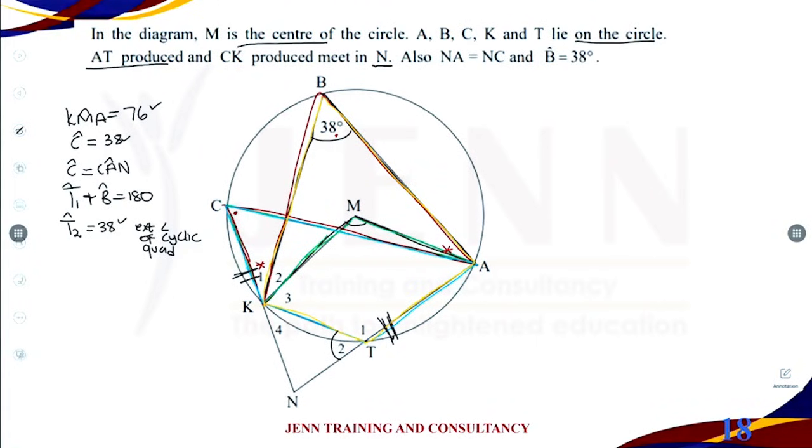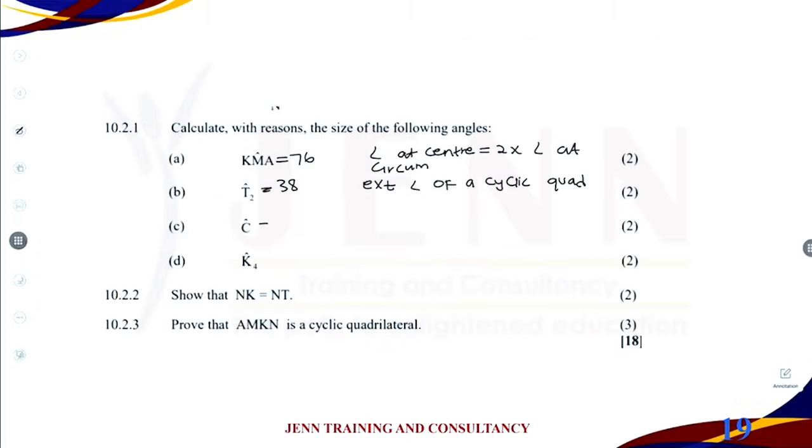Remember why angle C is 38? We also indicated that angle C and angle B are angles in the same segment. So which segment? You could see that this is chord CK and KN. And then, yes. So therefore, the size of angle C is 38. These are your angles in the same segment.